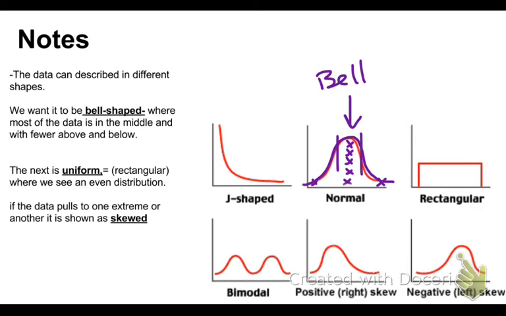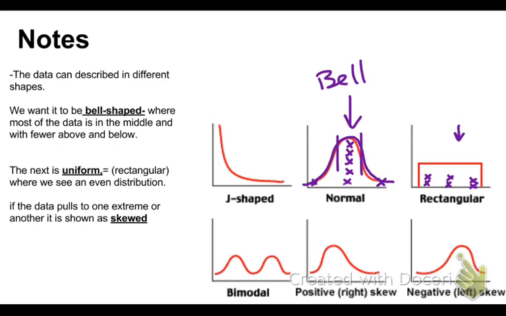However, we sometimes get something like this where it's rectangular. And rectangular occurs when you've got the data evenly distributed across the range. Things look flat. That we have the same number on the low end as we do on the high end, and everything tends to be well represented across our data. And then finally, we have the positive skew and the negative skew.